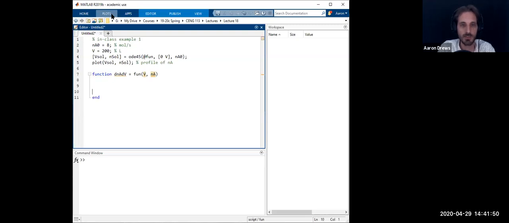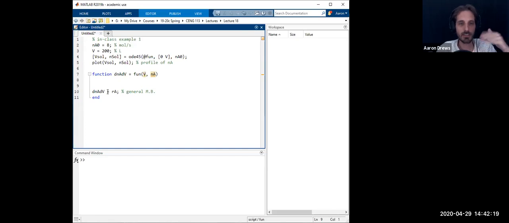So this is the general form of our function. And similarly to the way that I like to do the CSTR functions for the fsolve, I kind of like to work backwards, right? So I know the thing that I have to end up with is dNA dV, right? That's our derivative, dNA dV. And I know from my general material balance that dNA dV is always just gonna be equal to RA. This is our general material balance.